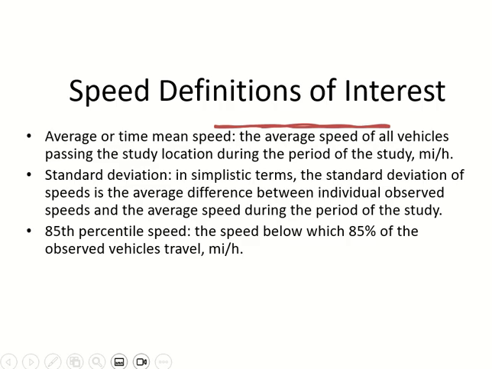Okay. Then we have 85th percentile speed. Percentile means the highest value for a range of data. So 85th percentile means highest value for 85% of the data. If I say 60th percentile, that means highest value for 60% of the data.